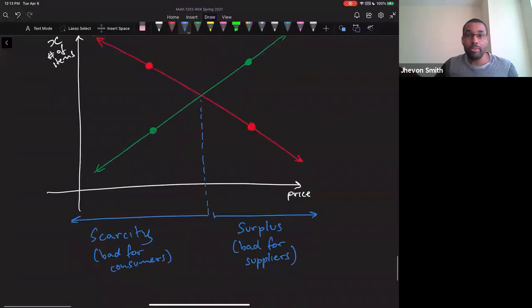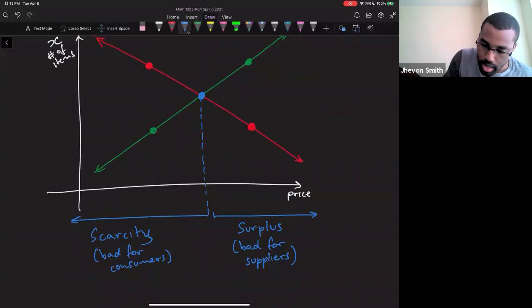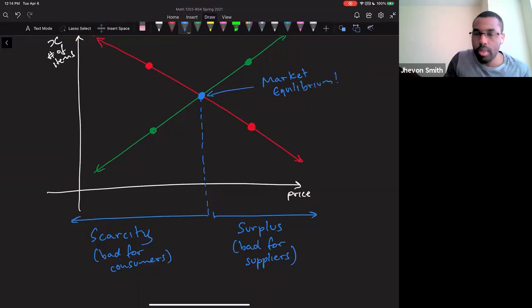However, you don't want to be on the left or on the right. What you want to be is right here, smack dab in the middle. This position here is called market equilibrium. The buyers match the sellers. The producers produce just enough and everything gets sold, everyone is happy. So it's good for the consumers, it's good for the suppliers. And so that is something that we are often interested in.